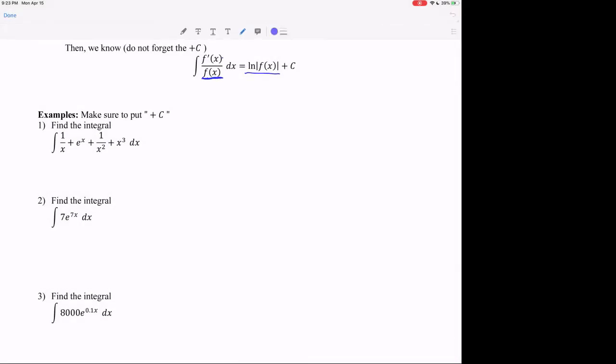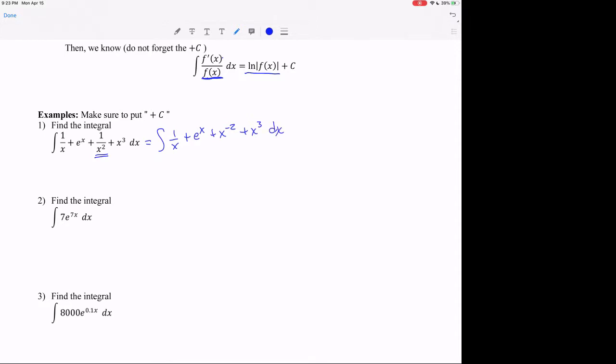Don't be scared. So if I have 1 over x, the first thing we're going to do is rewrite this. Remember, the derivative of ln x is 1 over x, so I'm going to leave that alone. So that's 1 over x. I leave alone e to the x. This term I'm going to rewrite as x to the negative 2 plus x cubed dx.